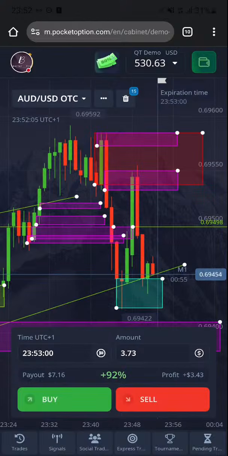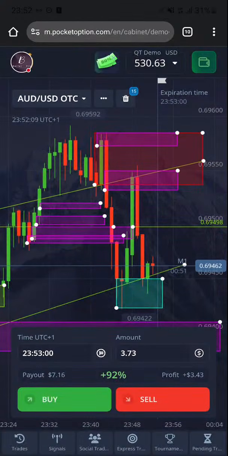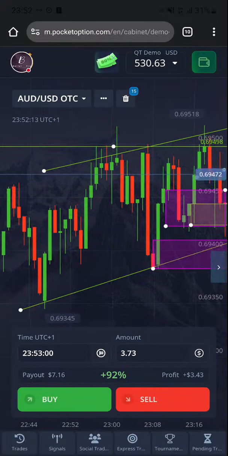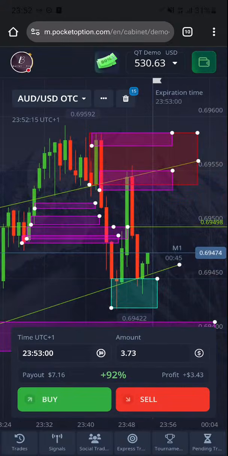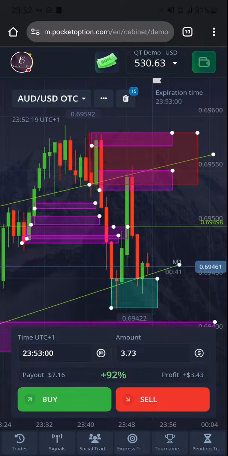I wasn't sure of this trade. Why? Because the market keeps pulling to the downside from this area. You can see this. Look at this trend line now. This trend line still holds, even though we have these fake outs in the market, you can see.